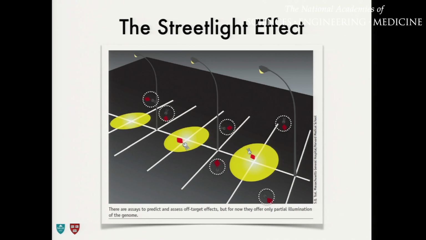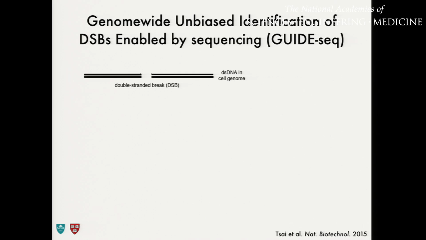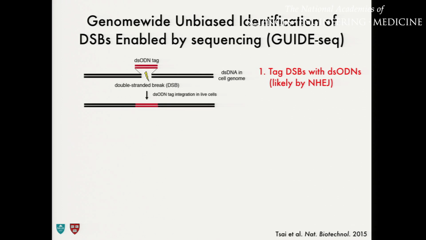So this is really what motivated the development of one of our approaches, called genome-wide unbiased identification of double-stranded breaks enabled by sequencing, or GUIDE-seq. GUIDE-seq is based on the principle of efficient incorporation of genetic tags into nuclease-induced double-stranded breaks. Without going into the details, we optimized the efficient integration of an end-protected small oligoduplex tag into CRISPR-Cas9 double-stranded breaks. These tags are blunt and likely integrated by non-homologous end joining.